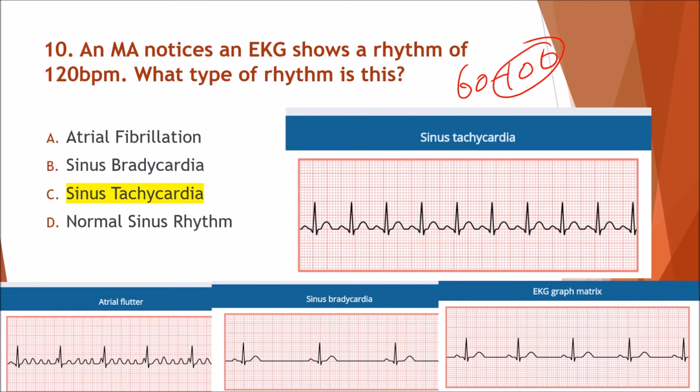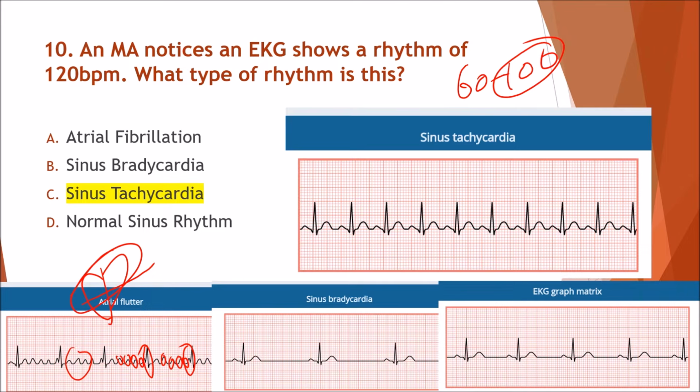A flutter is when the atria, the chambers on top, are contracting much faster than the chambers on the bottom, the ventricles. And we can see that here. We see contraction, contraction, contraction, contraction of the atria, and then one contraction of the ventricle. It shouldn't be that way, right? It should be one contraction of the atria, one contraction of the ventricle.